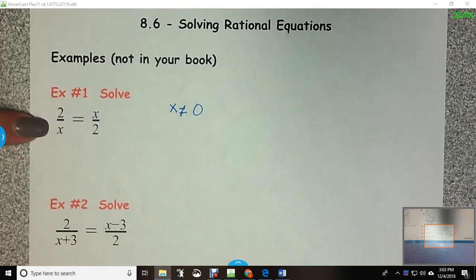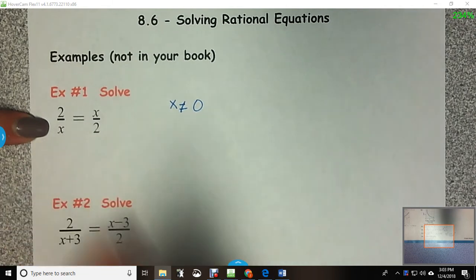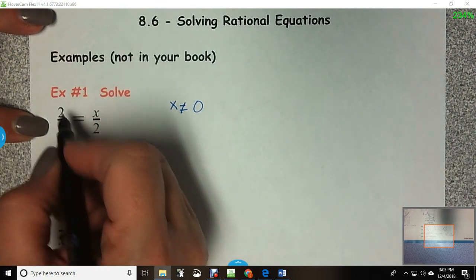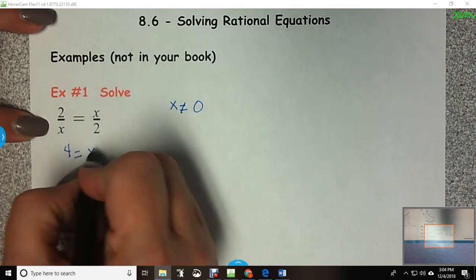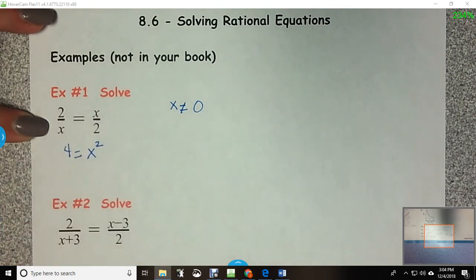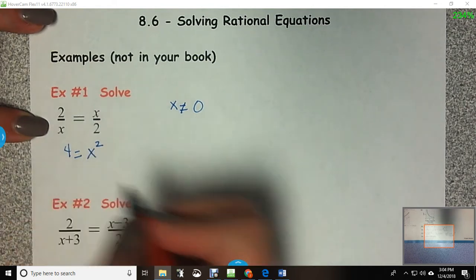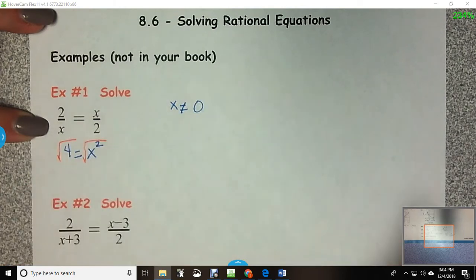From here, this is just a proportion. It's a fraction equals a fraction. How do you solve that? Cross multiply. So 2 times 2 gives me 4. And then x times x is x squared. What's next? Okay, the answer is 2, but how do you get that? Square root.